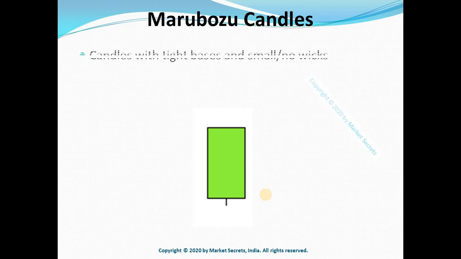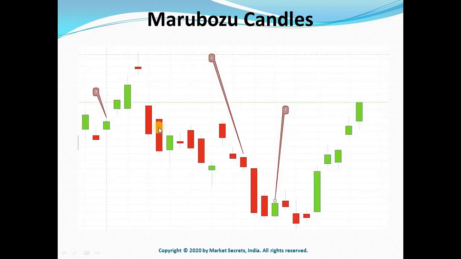Marubozu candles are the tight candles with tight bodies with no wicks or hardly any wicks at all. In simple terms, any candle in the chart with a very small wick or no wick is called a Marubozu candle. So it will not have any wick or it will have only small wicks like this. If you spot any candles like that in your chart, it is called a Marubozu candle. This is a candlestick type we will commonly see when there is an extreme bullish or bearish move in the market. So I have taken another chart and I have marked the Marubozu candles.